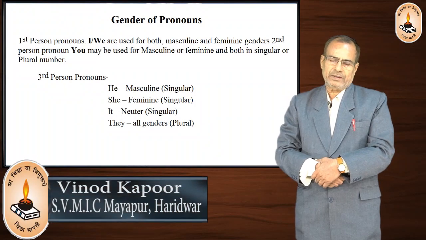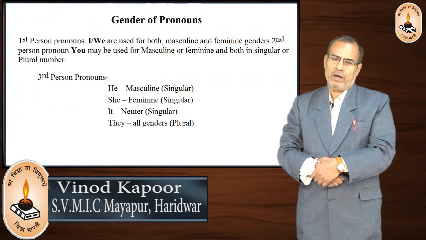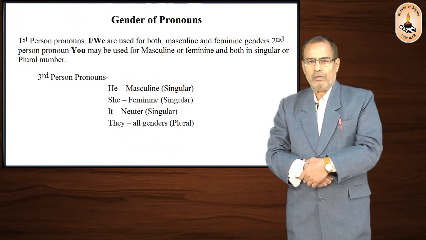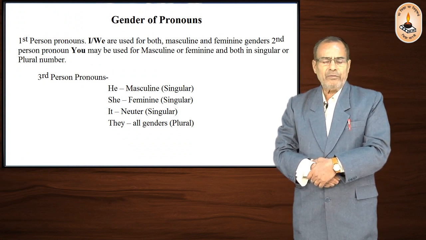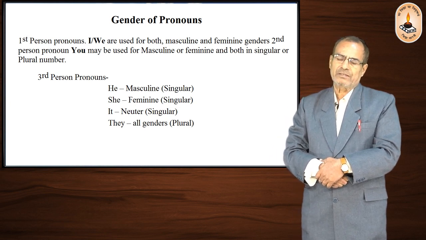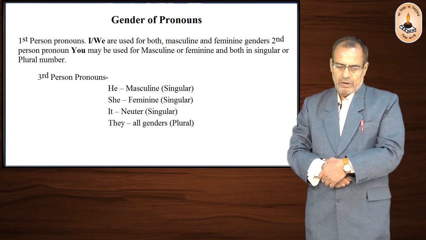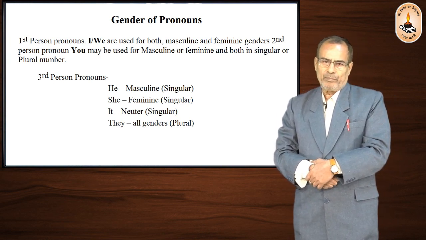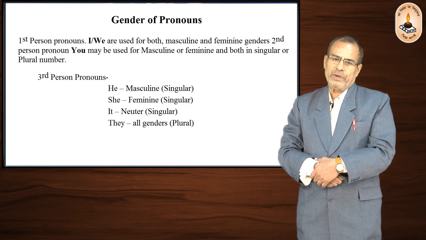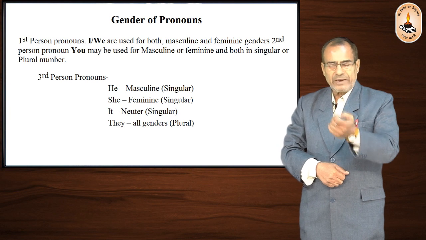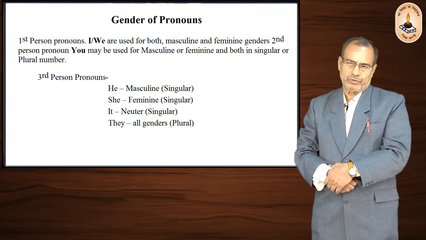We know that the personal pronouns are seven in English, as I, we, you, he, she, it, they. When we study them, we keep in mind the genders of pronouns.